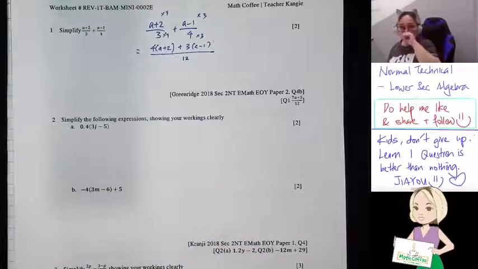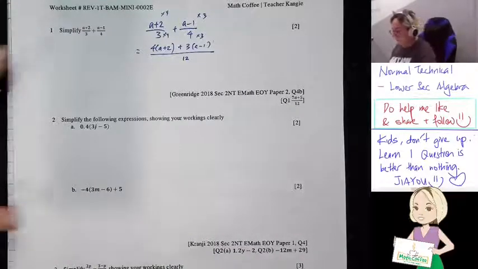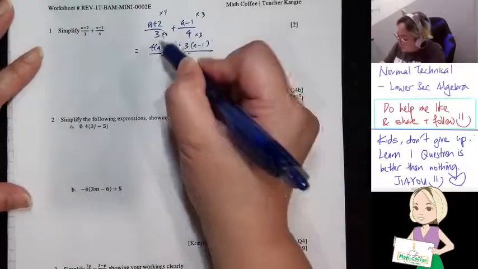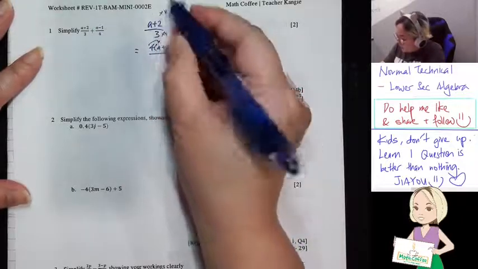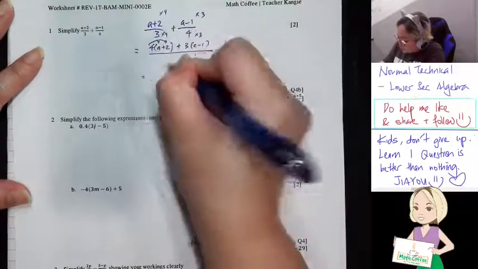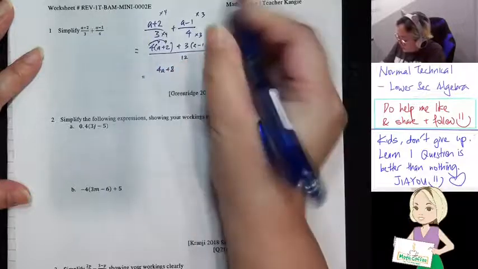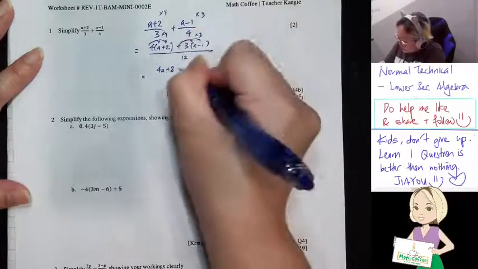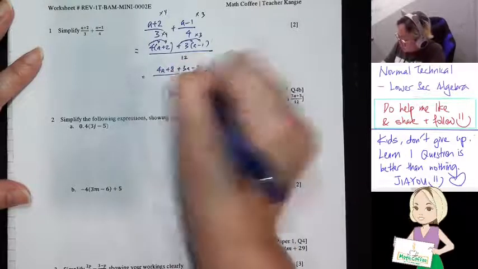Okay, the whole thing over 12. So again, we're going to do rainbow. So this one times this one, this one times this one. So you will have 4a plus 8 plus 3a minus 3, the whole thing over 12.